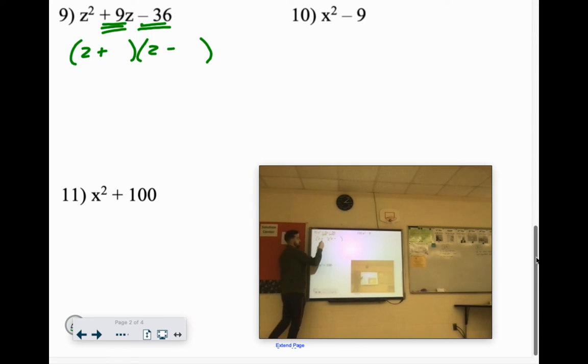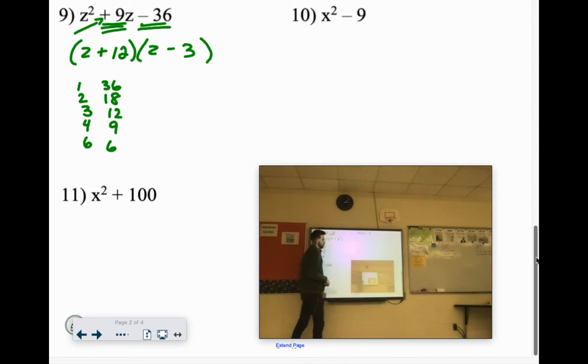Now, the bigger number always goes with whatever symbol is written first. So if it adds up to positive 9, that means it's going to be plus our bigger number, minus our smaller number. So the factors of 36: 1 and 36, no, they're not 9 apart. 2 and 18, no. 3 and 12 are 9 apart, so plus 12 minus 3. There's also 4 and 9 or 6 and 6, but we used the 3 and the 12.